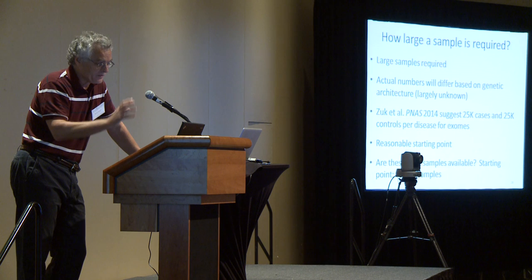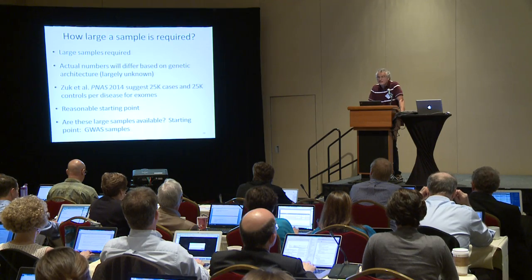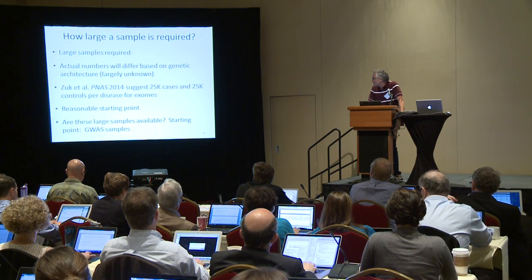Okay, next question is, how large a sample is required? Well, large samples are required. Actual numbers are going to differ based on genetic architecture, which is largely unknown, not entirely. Lander's group, Zuk et al., in a PNAS paper earlier this year, went through a lot of interesting modeling to suggest that 25,000 cases and 25,000 controls per disease, if you're doing exome analysis, is a reasonable starting point. We can argue about individual assumptions here and there, but certainly a reasonable starting point.